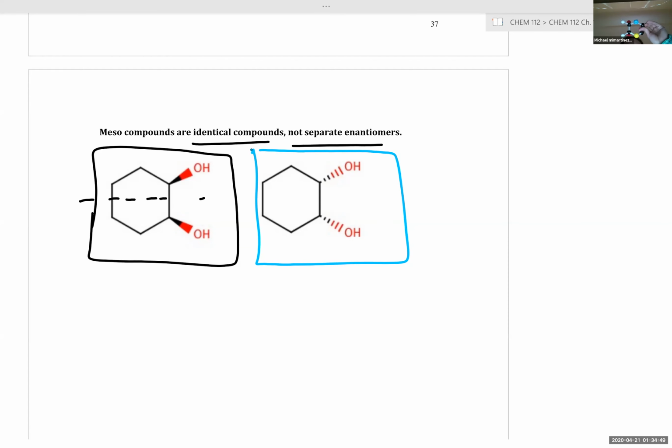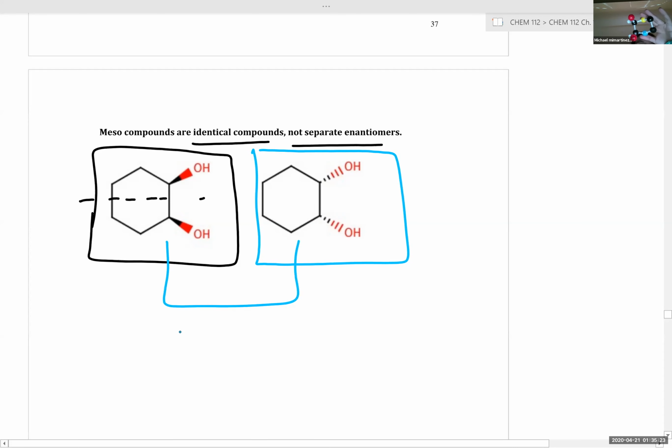And this explains why these species are not enantiomers. They're the same compound. All I had to do was rotate my molecule 180 degrees. So then, are these two depictions different molecules? Are they truly different 3D arrangements of atoms? No. These two depictions are describing the same molecule. Same molecule, just rotated.